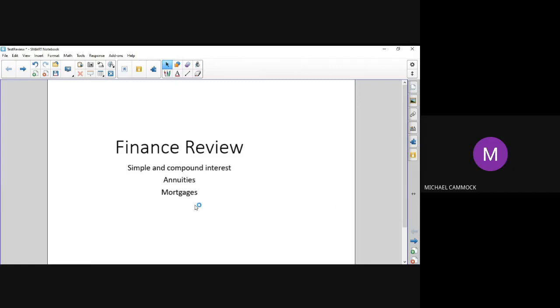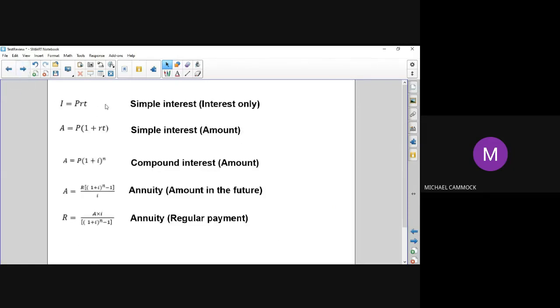So we didn't work any answers out today. So I'm going to quickly go through all the questions that we did, and then we're done. First of all, I was going over all the formulas that we had. When you're doing the test, you're allowed to have a formula sheet, so that's fine. So the simple interest formula for just interest only is this. The simple interest formula for amount is that. The compound interest formula is this. There are two annuity formulas depending on what you're trying to work out.